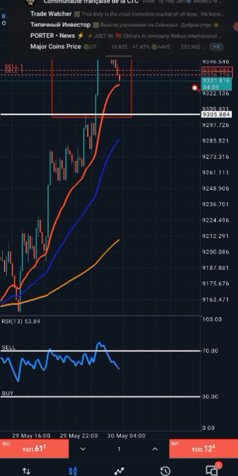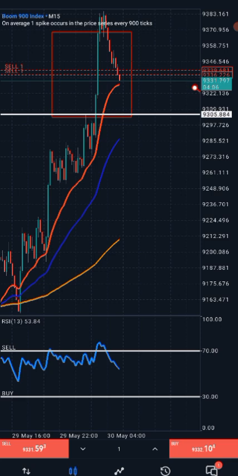It also tells you that we are at the correct place, right? We are at the correct place.